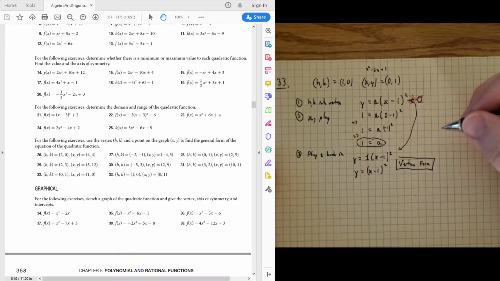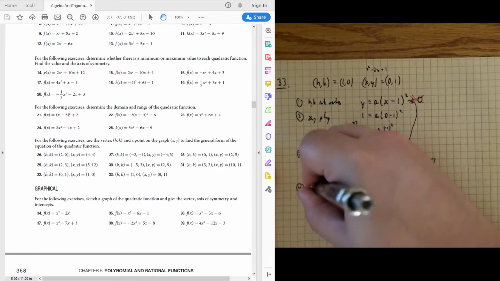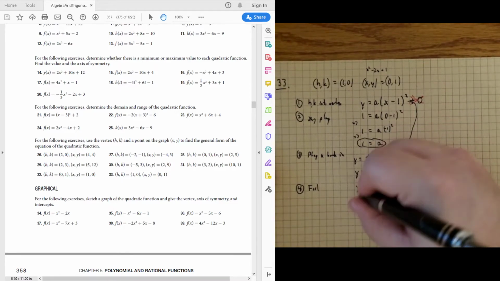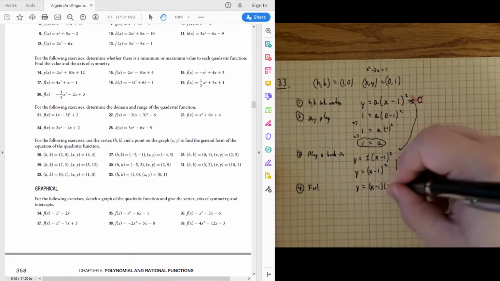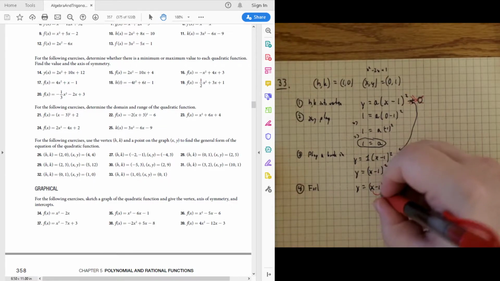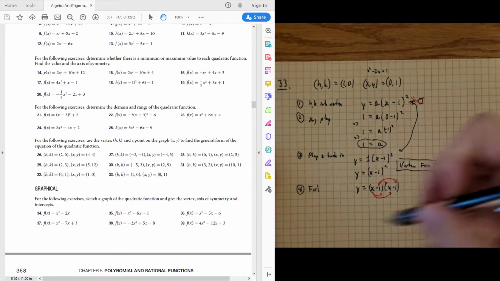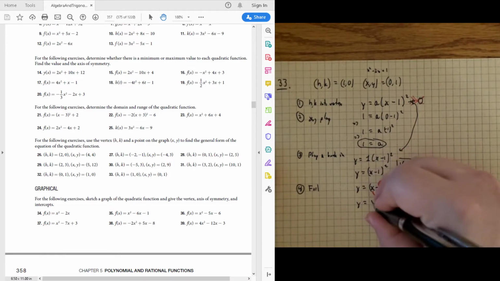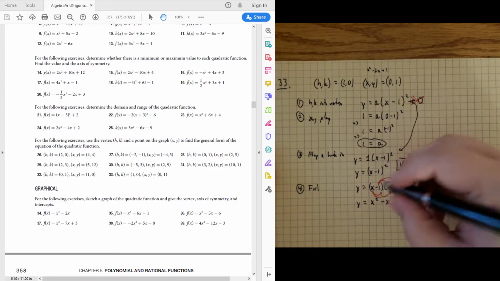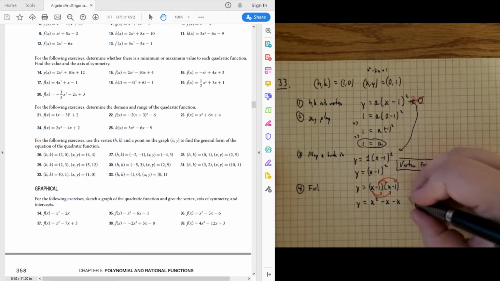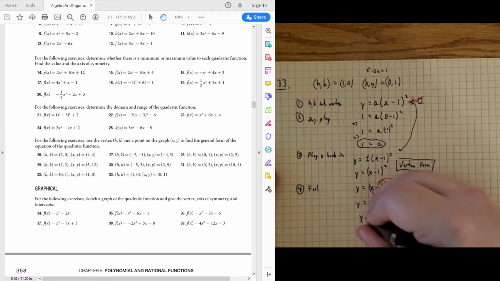However, if it asks specifically for the general form, I'm now going to do step 4, which is to FOIL this thing out and simplify. So we rewrite (x minus 1) squared as (x minus 1) times (x minus 1). And then just FOIL through: x times x, x times negative 1, negative 1 times x, negative 1 times negative 1. X times x is x squared. Negative 1 times x is negative x. X times negative 1 is negative x. Negative 1 times negative 1 would be positive 1. All right, then we combine like terms, and we are done.